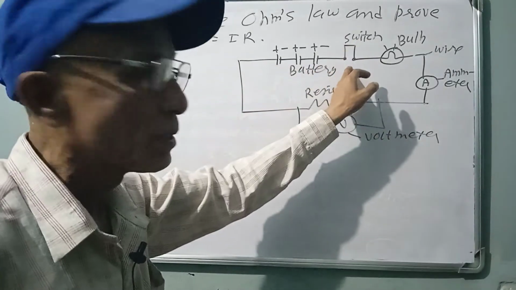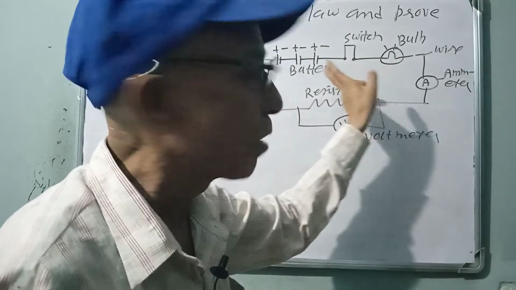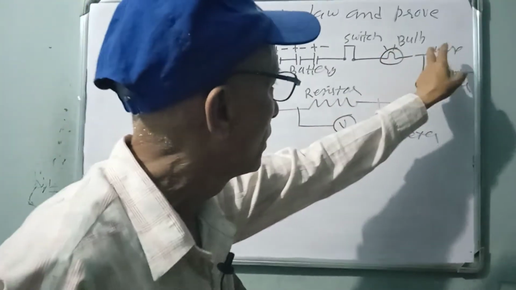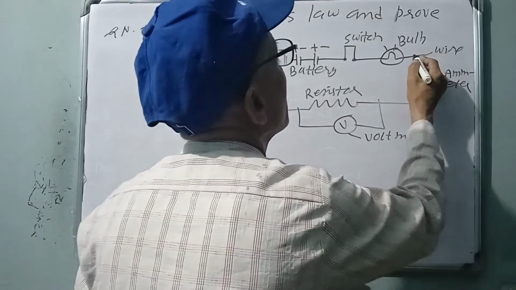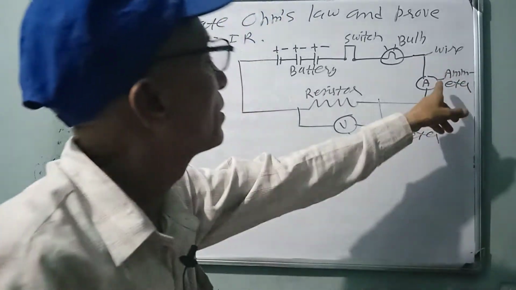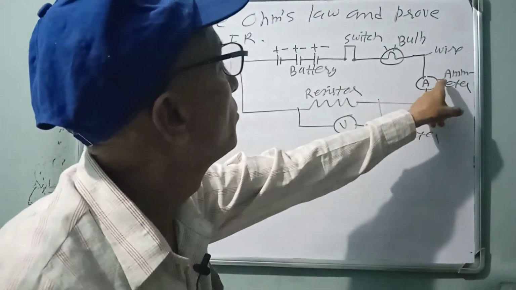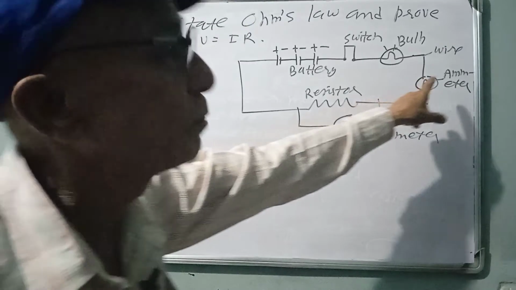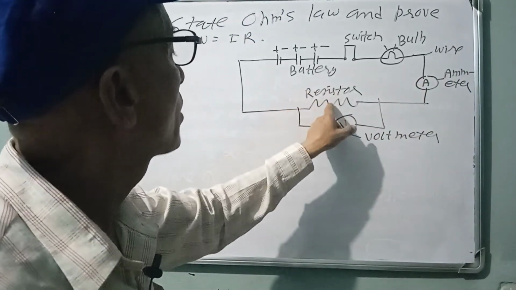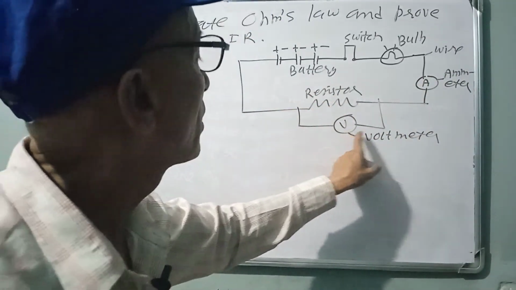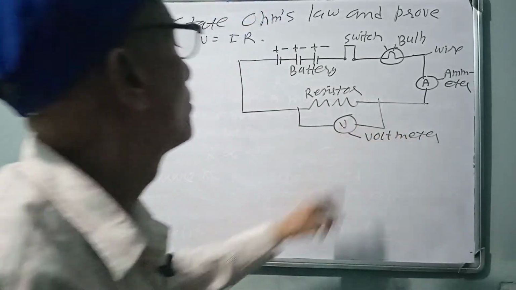Cell, switch on, bulb, current is flowing, bulb is glowing. Wire, continuity, ammeter. The ammeter is connected in what? Connected in series to measure current. Resistor, voltmeter is connected in parallel.